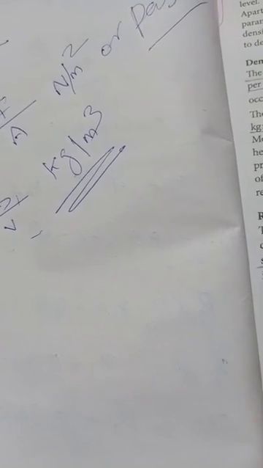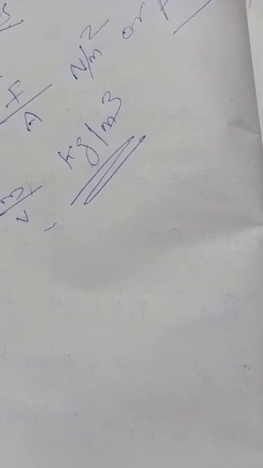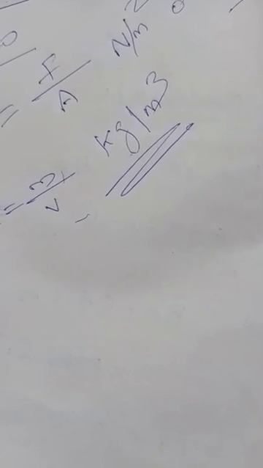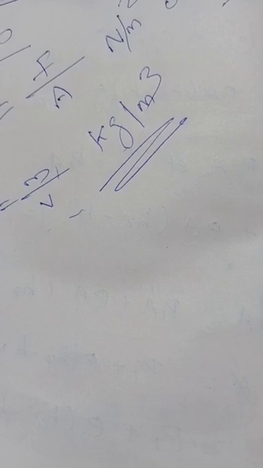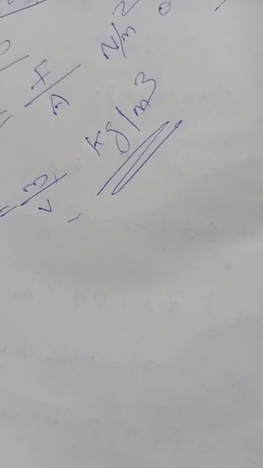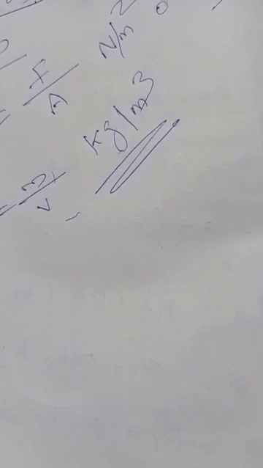Now the relative density is another parameter. It is the ratio of the density of the substance to the density of water at 4 degrees. So we can define relative density as the ratio of the density of a substance to the density of water. If we take two substances, one is water and another substance, we can find the relative density from the ratio of the two.